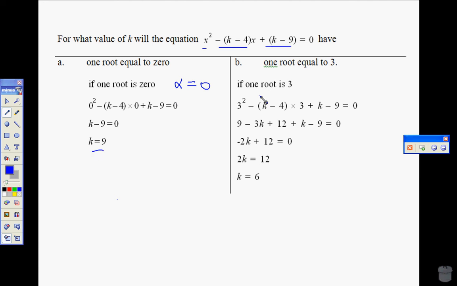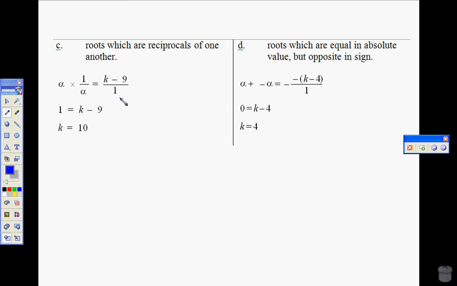Same with b, there's probably more than one way to do this question, but again the simplest one is if we're told that a root is 3, then we just replace x with 3, because once we substitute a root being equal to 3 there, the whole equation must equal 0. So we substitute the 3 in there, expand it out, collect like terms, as we've done there. We end up with a simple linear equation, which we're able to solve: 2k equal to 12, and k would equal 6 there.